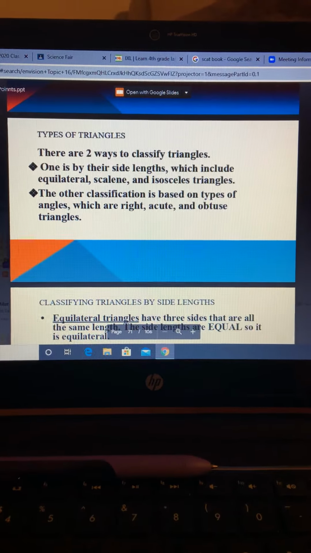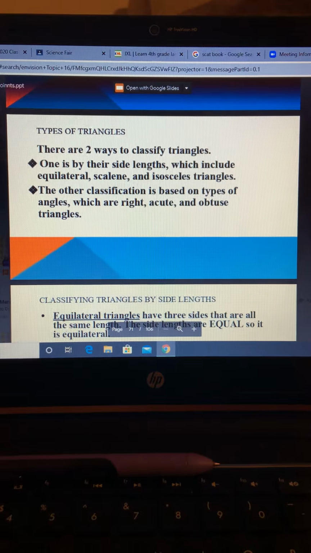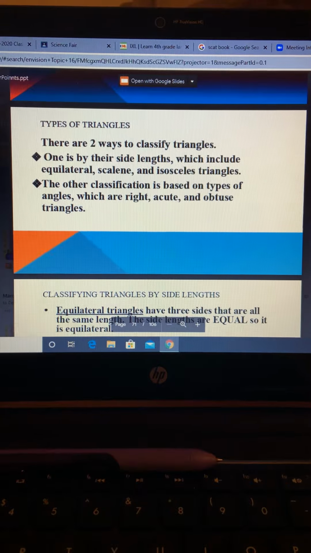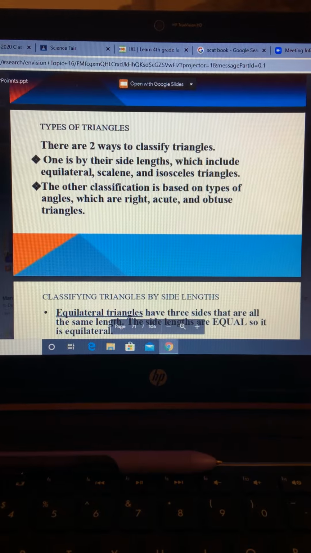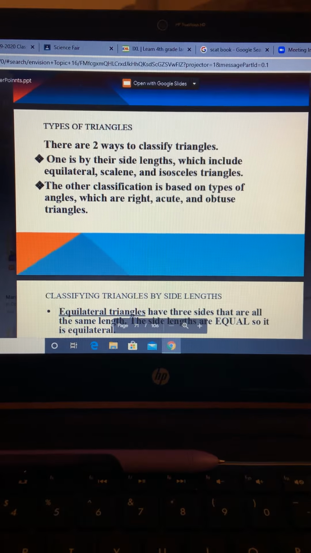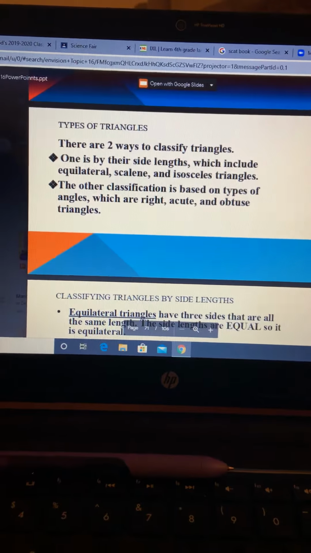The first slide says there are two ways to classify a triangle. One is by their side lengths, which includes equilateral, scalene, and isosceles triangles. The other classification is based on types of angles, which is right, acute, and obtuse triangles.